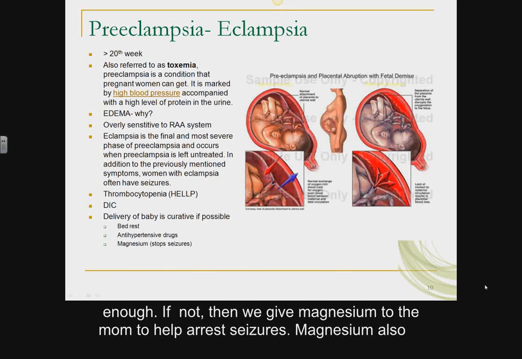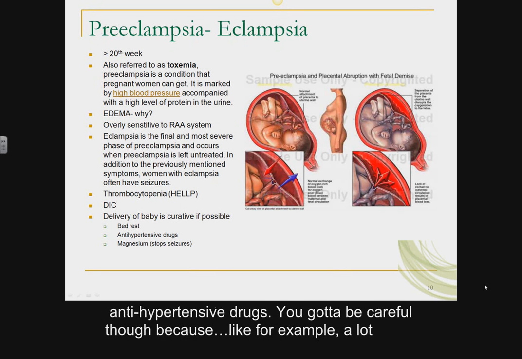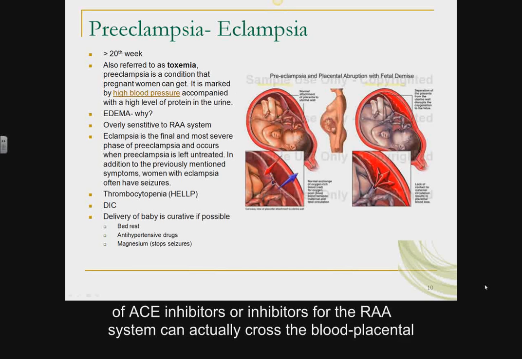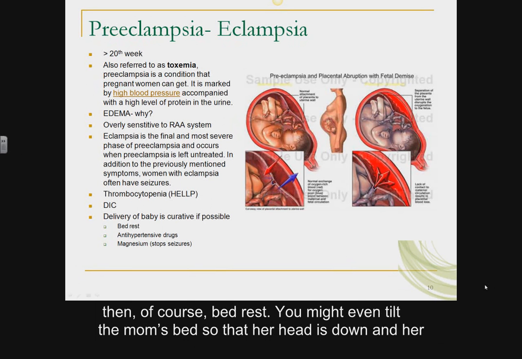If the baby is mature enough to be delivered, meaning the lungs are mature enough, then that's the cure. If not, then we give mom magnesium, and this will help arrest seizures, prevent them. Magnesium also causes vasodilation, and that will help with the high blood pressure. We can give antihypertensive drugs, but you've got to be careful with these though, because a lot of these drugs can actually cross the blood-placental barrier and influence the baby. So you really have to pick your arsenal very carefully. And of course there's bed rest.